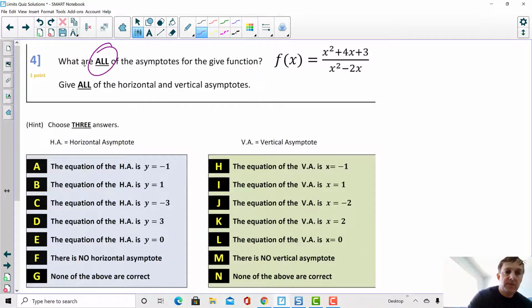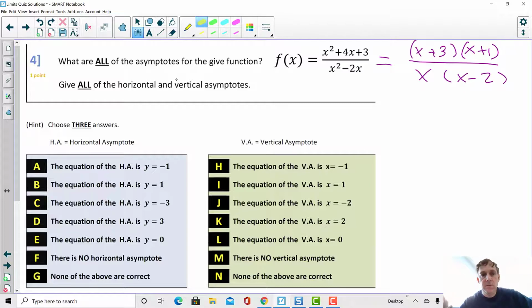Okay, here they want to know all the asymptotes. They gave us a hint, telling us to choose 3. So that's nice. You can rewrite this fraction here. You can easily see the two vertical asymptotes, 0 and positive 2.